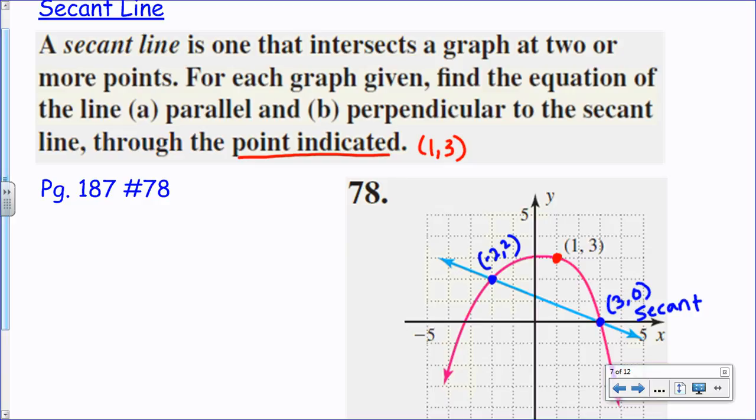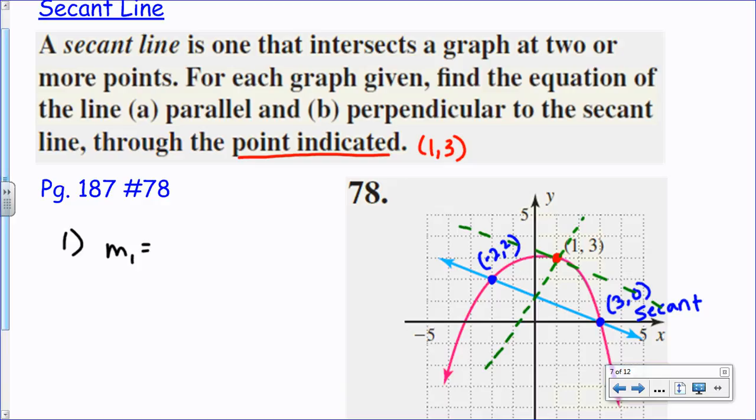So through 1, 3, I'm going to draw a parallel line. It doesn't ask me to graph it, but just so we know. I'm going to find the equation of that parallel line, and then the perpendicular line. So if I go through the steps, I need first the slope of my given line. Well, I know 2 points, so I can use the slope formula, or since I have a graph, I can just count rise over run.